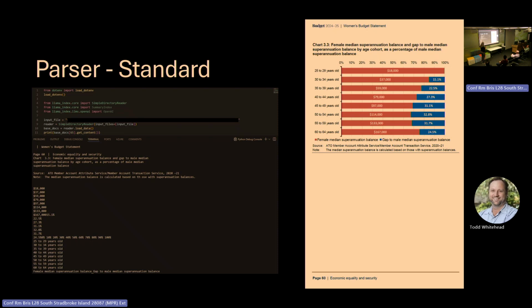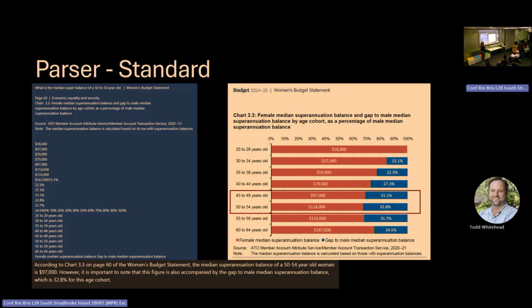So I read that, and then I asked it the same question using that default parser. It did a little bit better, because there's a myriad of different PDF parsers that you can try. When it read this particular parser, even in that format, it kind of got it right. For the 50 to 54-year-old woman, it said it was $97,000 and 32.8%. And I think that's because this one doesn't have a male gap in the superannuation, so it's got an off by one matching error. So it did a little bit better, that parser.